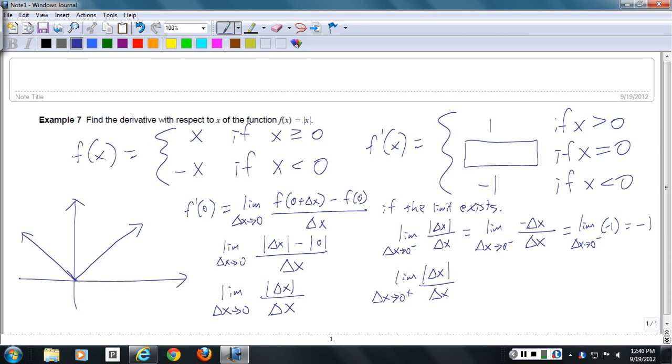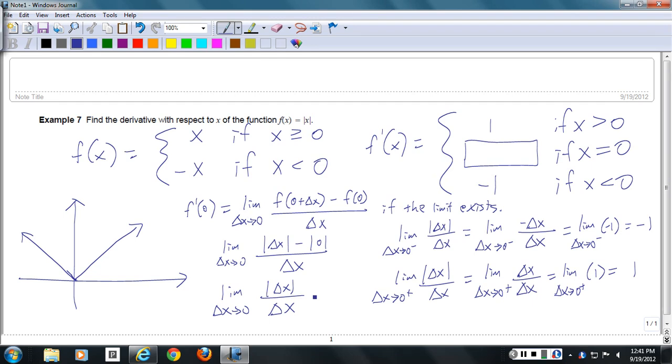Over here, this equals the limit as delta x approaches 0 from the right. Now, delta x is a little bit to the right of 0, so it's positive. So the absolute value of a positive number is just that number. So we lose the absolute value bars and write delta x. So this is the limit as delta x approaches 0 from the right of +1, which is +1. So the two one-sided limits both exist, but they don't equal the same number.